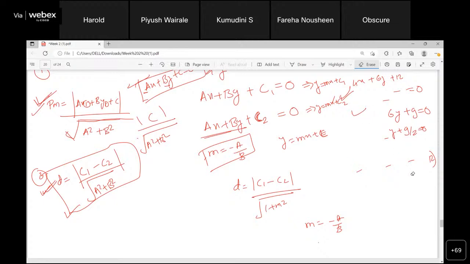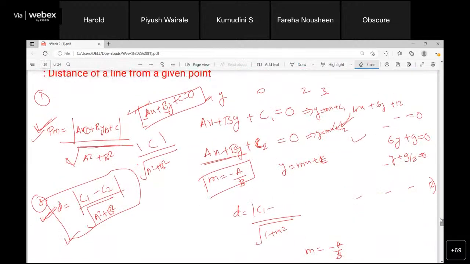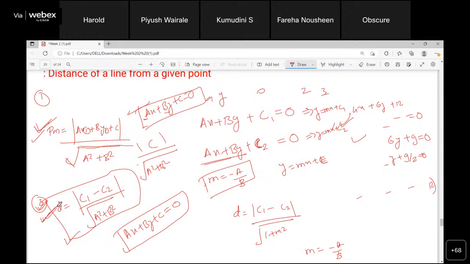Sir, this formula, mod C1 minus C2 by square root of A square plus B square, is used in which case? This small m, the slope form, right? If the equation is given in the form ax plus by plus c equals 0, the general equation, you can use this form. But if y equals mx plus c is given to you, where the coefficient of y is 1, in this form.